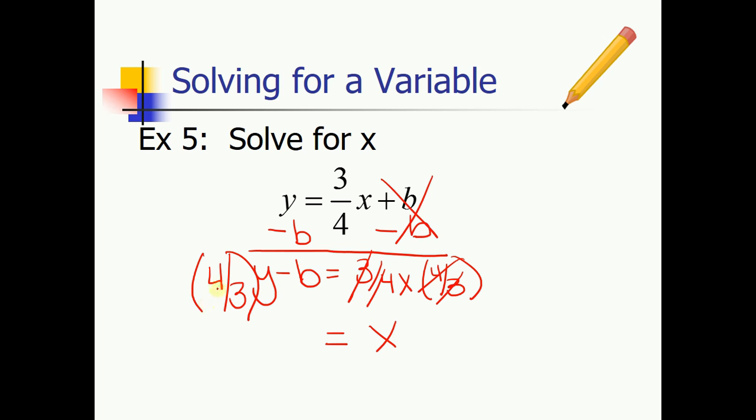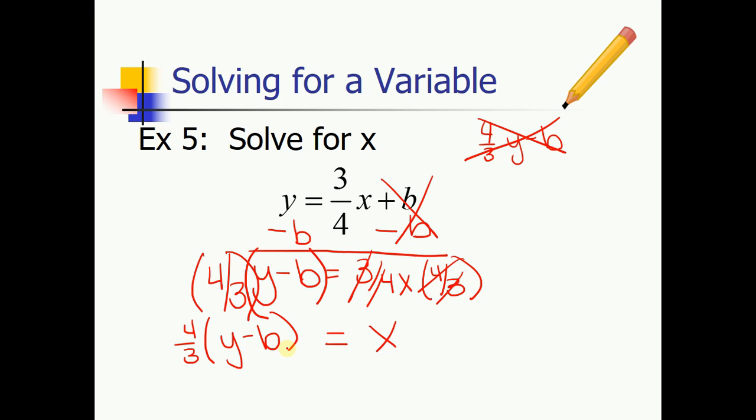This side, though, this is 4/3 times all of this. Not just 4/3 times y. If you would have written it like this, that would not be right. Because this 4/3 is multiplied by the entire side. So I need to write my equation for the end like this: 4/3 times the quantity of y minus b. You could also do 4/3 y minus 4/3 b if you wish. That would be distributing, which you would not have to in my case.